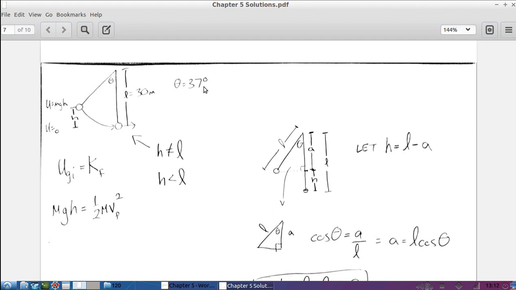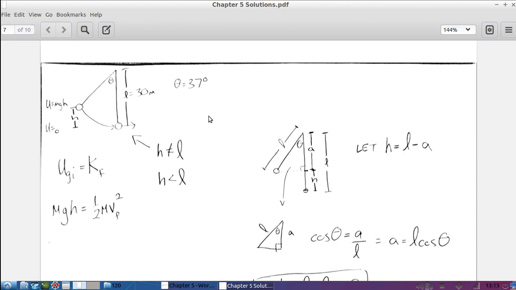Now this 37 degrees, it says makes 37 degrees with the vertical. So the stunt person gets up on the platform, and the vine is making an angle of 37 degrees with this. Okay, so 37 degrees with the vertical. Alright, so there's my theta.